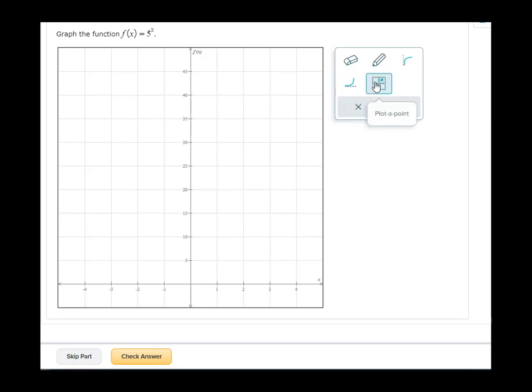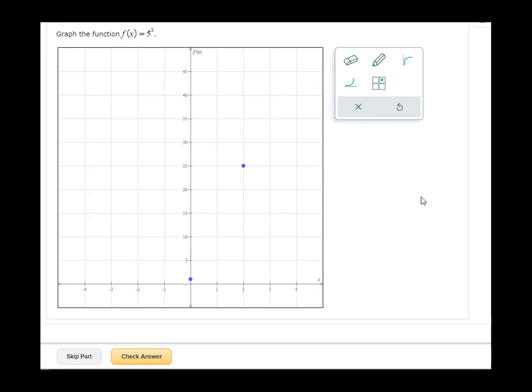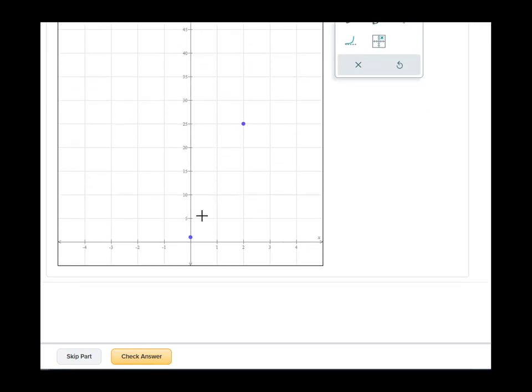Now, the best way is to plot 2 points. So let's do that. My first point I'm going to plot is, well, 0 and 1, because I know 5 to the 0 is 1. So plot that point. And I'm going to pick one more, 2, and 5 squared is 25. Plot. All right, let's see where they're at. Did it plot them? Oh, it did. See how it plotted them?